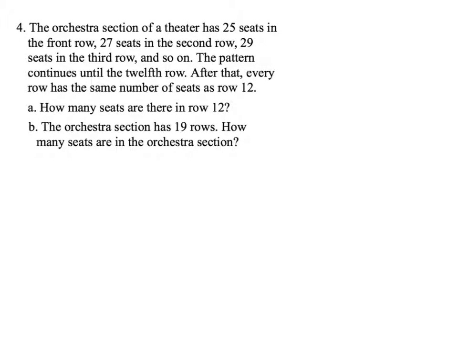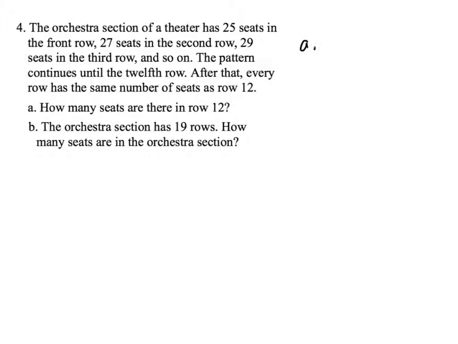Okay. The orchestra section of a theater has 25 seats in the front row, 27 seats on the second row, 29 seats on the third row, and so on. The pattern continues until the 12th row. After that, every row has the same number of seats as row 12. So the first question is, how many seats are there in row 12?